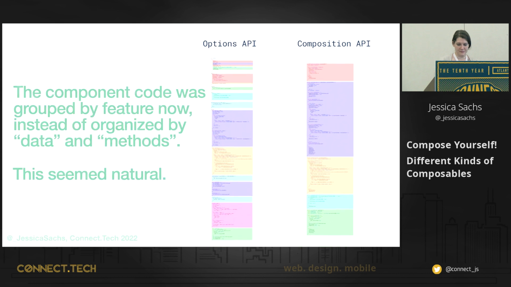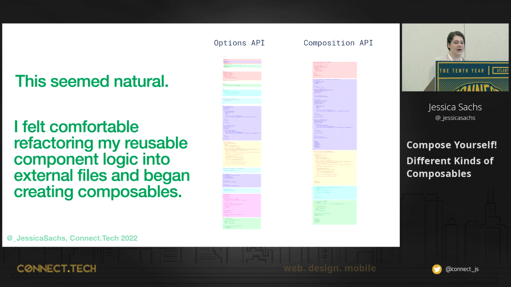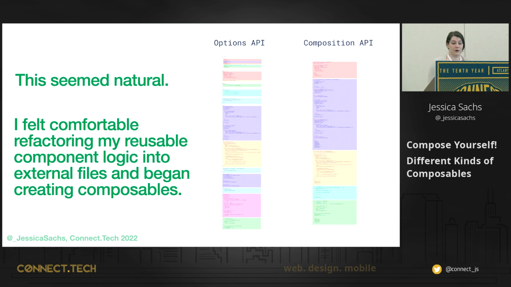That made sense to me. The component code was now grouped by feature instead of organized by data and methods, and this seemed very natural to me. It was a one-to-one mapping. And I felt comfortable refactoring my component logic into external files, and I began creating composables. One for the red section, one for the purple section, if it needed to be reused across multiple components. I could start deleting code.